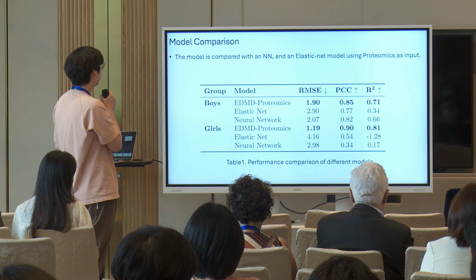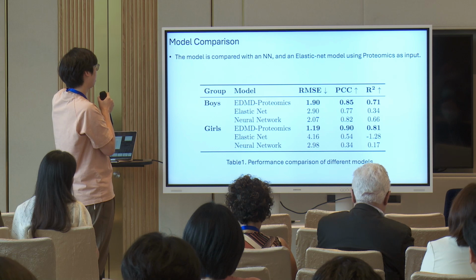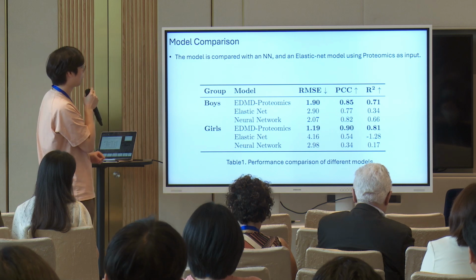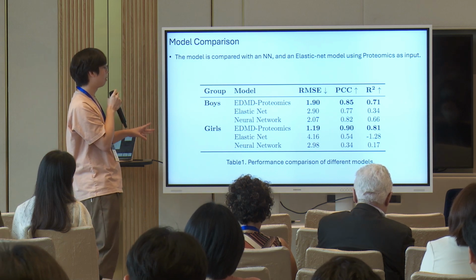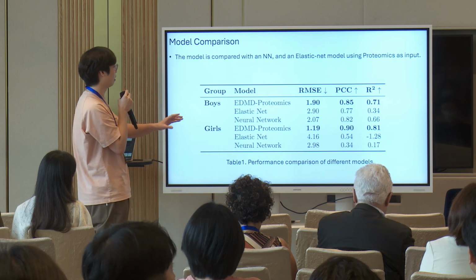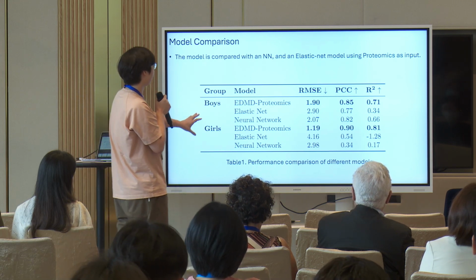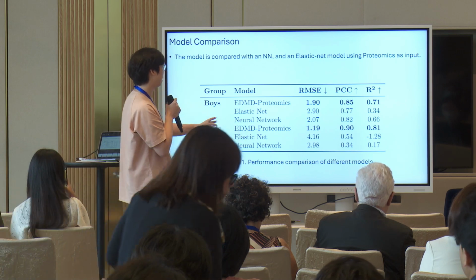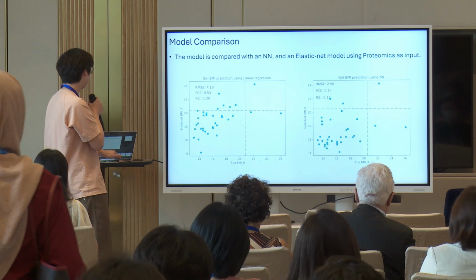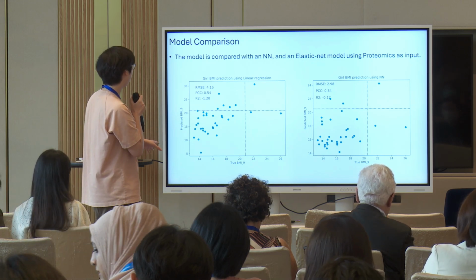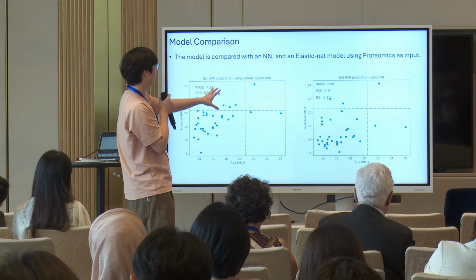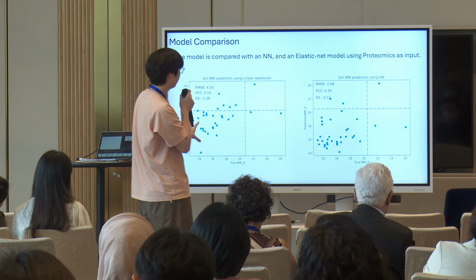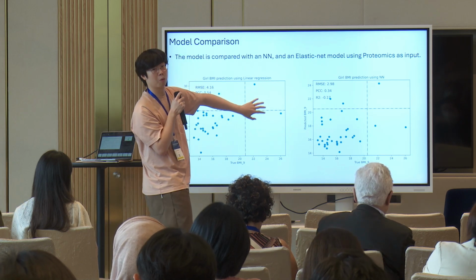And we do the model comparison with 2 models. The first one is the commonly used elastic net when doing omics risk predictions. And another one is a neural network, which can model the nonlinear relationship between the proteomics and the BMI outcome at year 9. So in both settings, the boys and girls, our proposed model, EDMD proteomics, outperforms the other tools. And especially if we check the results in more detail, these are the models using the elastic net and the neural network. We can see that the prediction is quite noisy and it cannot capture the overweight results here.